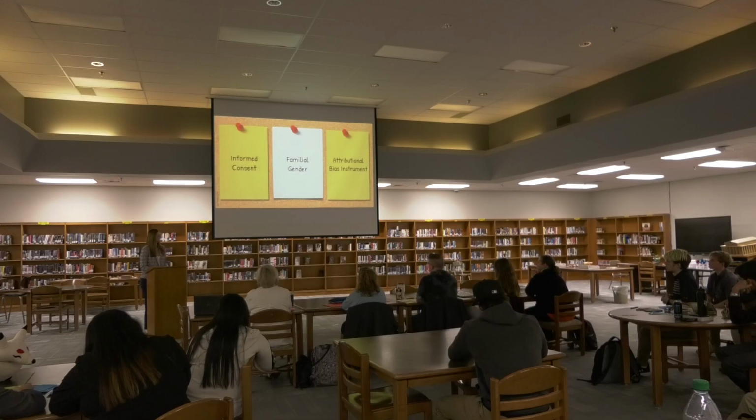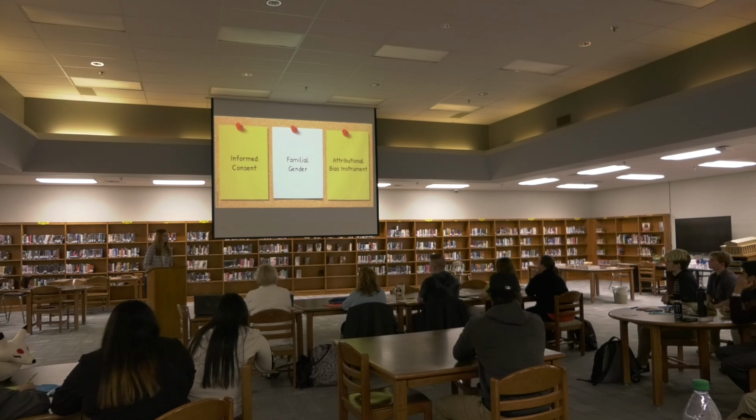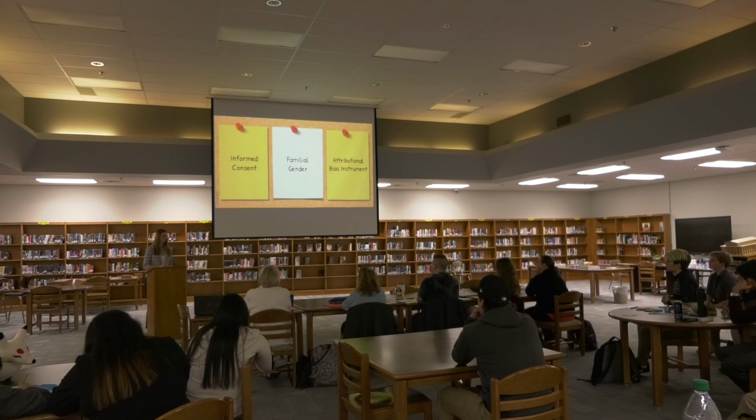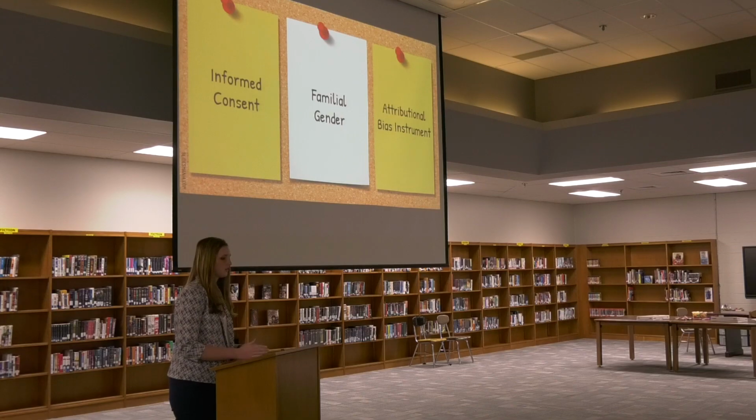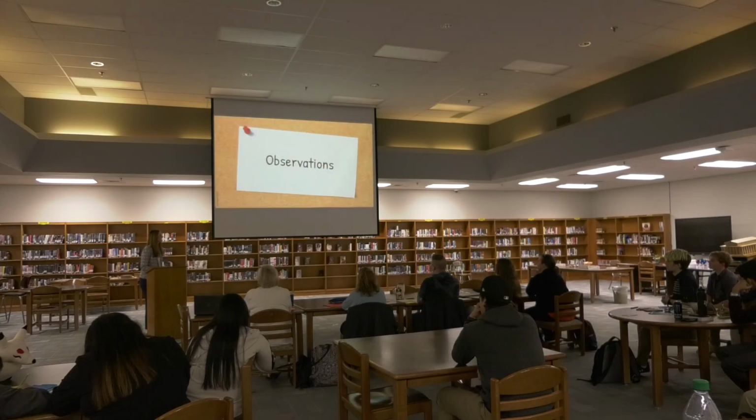The third and final section of my survey was the attributional bias instrument. It has 32 questions and it splits into 4 subcategories of 8 questions each. These 8 questions go into failure ability, failure effort, success ability, and success effort. And that is what I used to determine what the teacher believed their students were capable of based on their gender. The next step in my research was to observe classrooms within my own school.